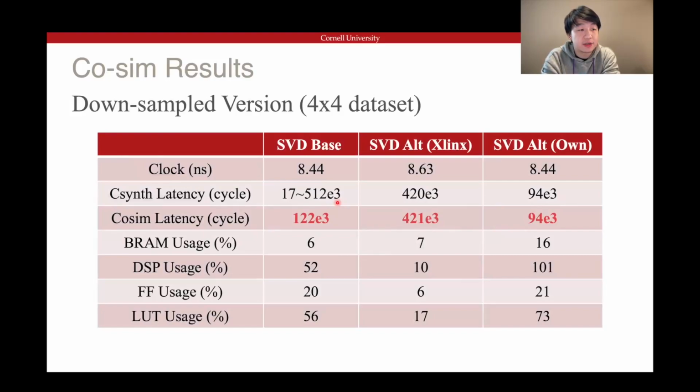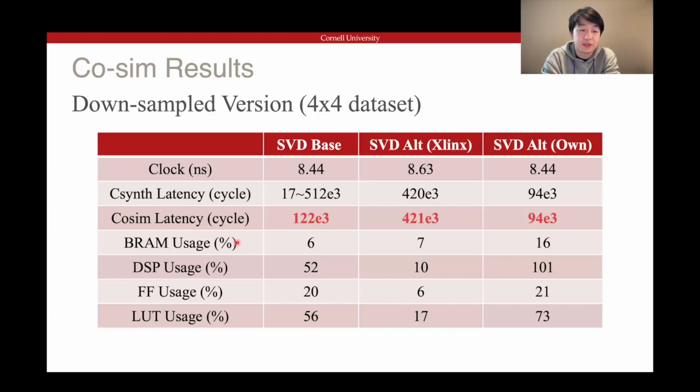And here is our result for our C sim. The problem is that even if we use the downsampled version, which is the 4x4 dataset, we still run out of resources. But this C sim did verify the correctness of our algorithm. And we can see that our alternative design optimized our C sim latency compared to the baseline for SVD, and also another alternative design provided by Xilinx.